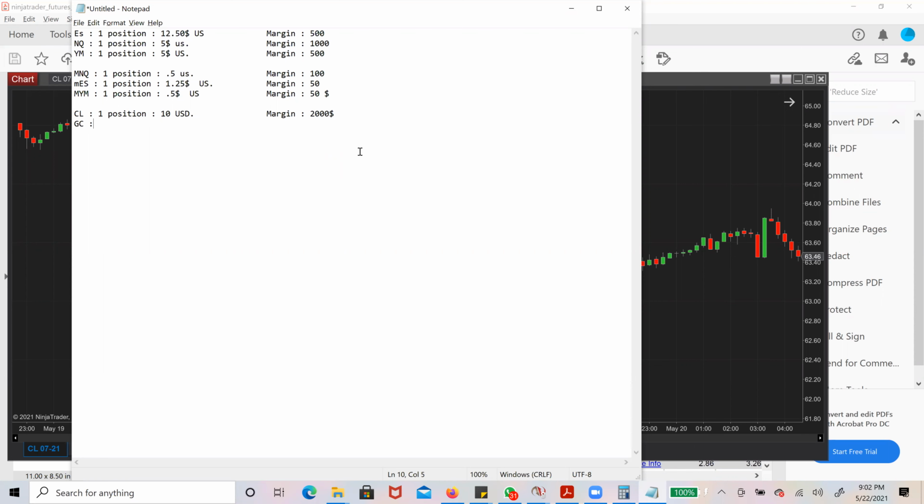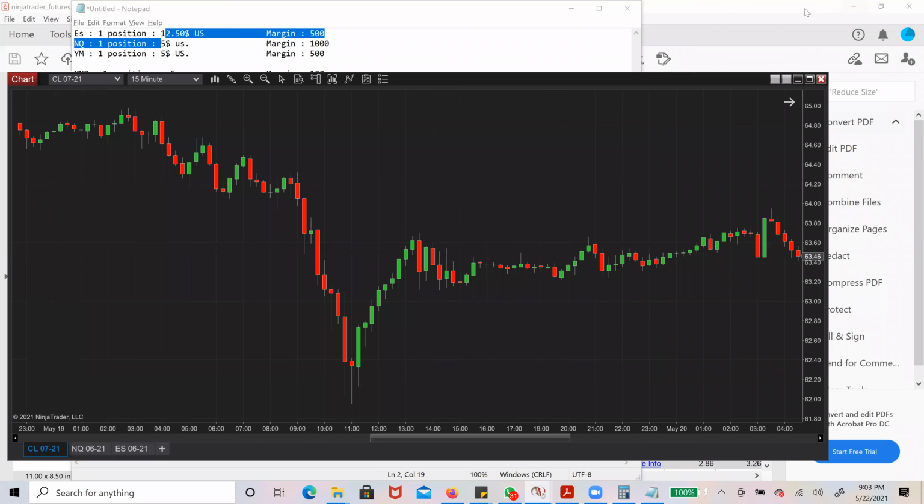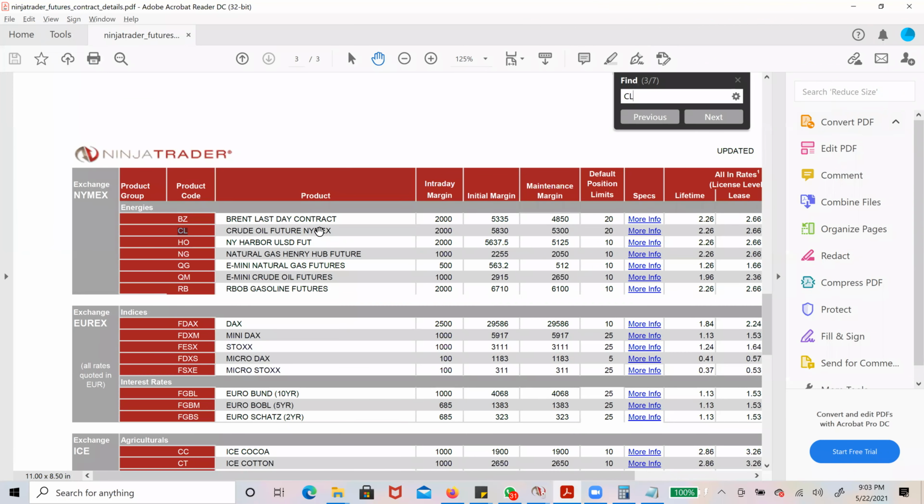GC is gold. Per position is also $10, and margin, I believe, is also 2,000 USD. So this is the price you're going to pay if you want to play the futures. And the margin is the amount you should have in your account to play. I will share this document as well for the NinjaTrader and what I have, so you guys can look at it from your end as well.